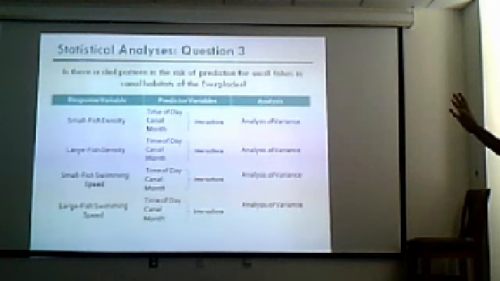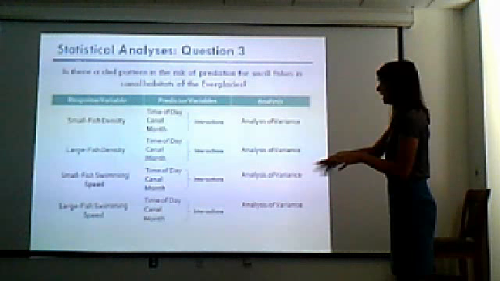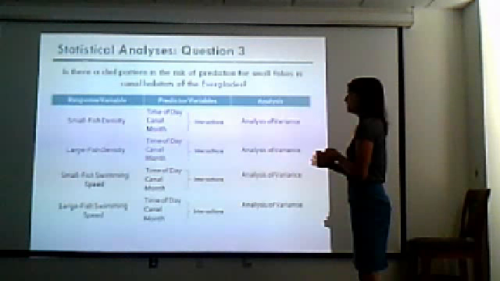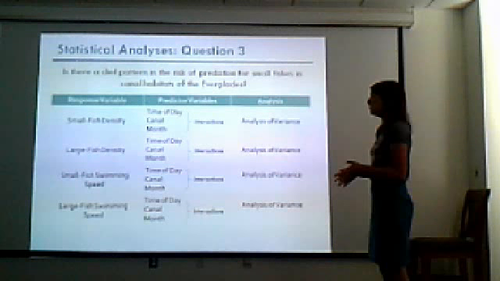All right, on to my last question, which is looking at the diel patterns and the risk of predation. Here I was predicting both small and large fish density and their swimming speeds. I used time of day, which is just day versus night, my 3 canals, and the 3 months that I sampled.